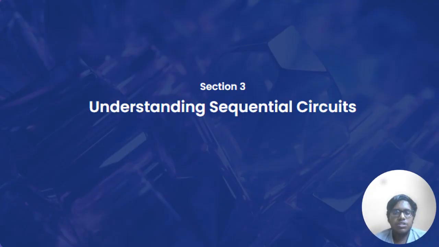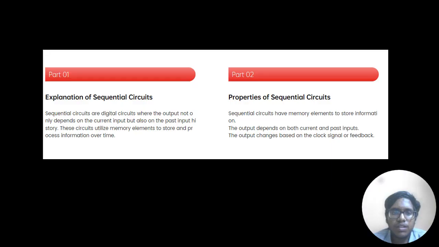Understanding sequential circuits. Explanation of sequential circuits. Sequential circuits are digital circuits where the output not only depends on the current input but also on the history of the past. These circuits utilize memory elements to store and process information over time. Properties of sequential circuits. Sequential circuits have memory elements to store information. The output depends on both current and past inputs. The output changes based on the clock signal or the feedback.